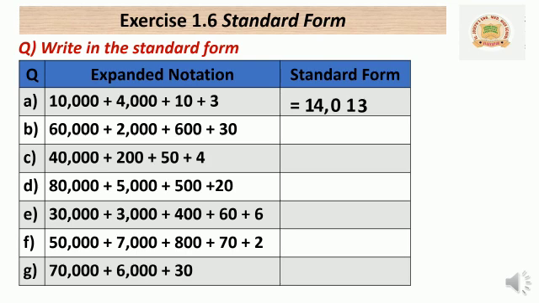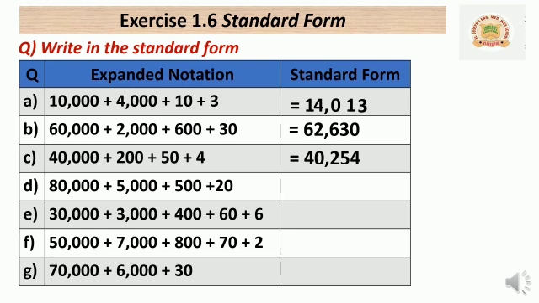Let us write the next answer. 60,000 plus 2,000 plus 600 plus 30 is equal to 62,630. See question number C. 40,000 plus 200 plus 50 plus 4. Here we don't have 1000 number. What do we do? We have to put the 0 in the thousands place. So the answer is 40,254.